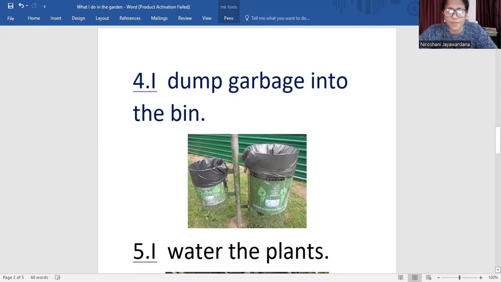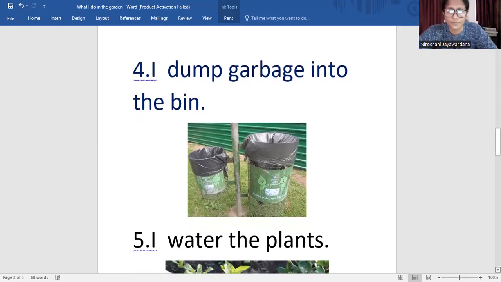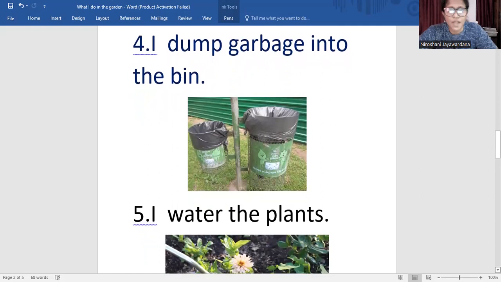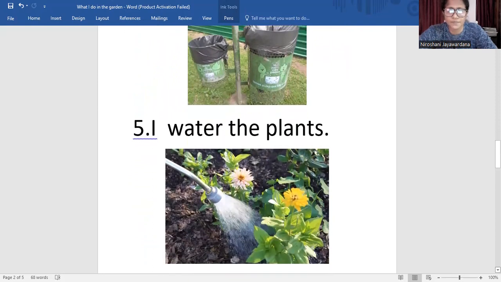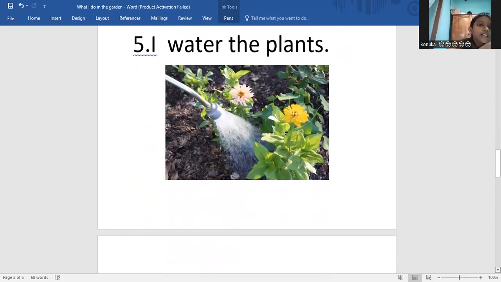Okay. I dump garbage into the bin. Number 5. I water the plants. You water the plants. Right.